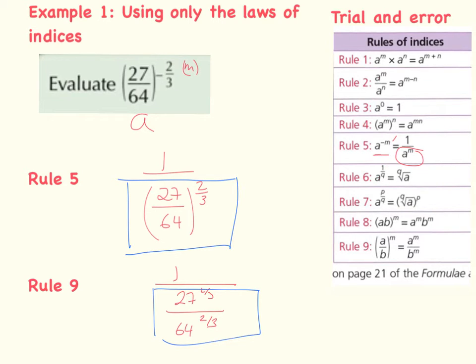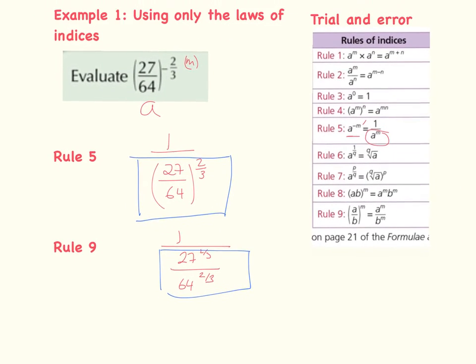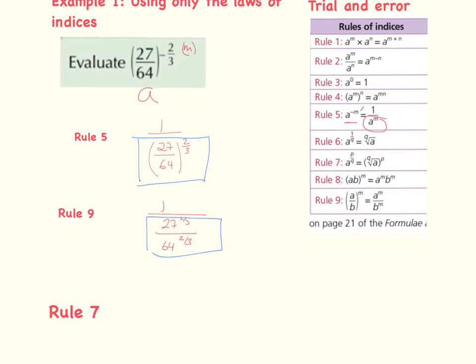But rule 7 has a number to any fraction. So I'm now going to apply rule 7, make this a little bit smaller, and apply that. Okay, so rule 7 now means I have 1 over, that hasn't changed. Now, 27 to the power of 2/3.